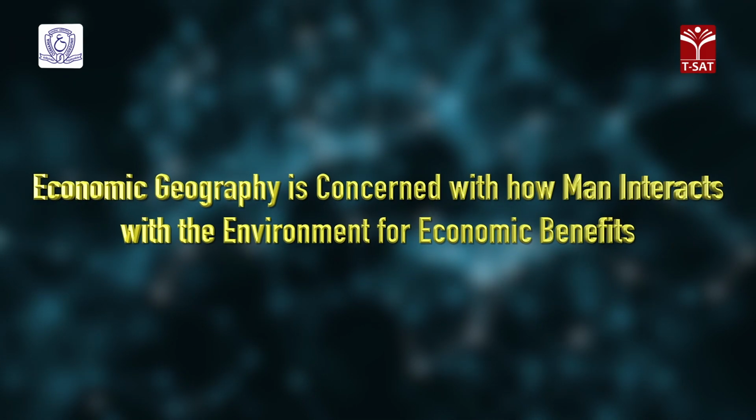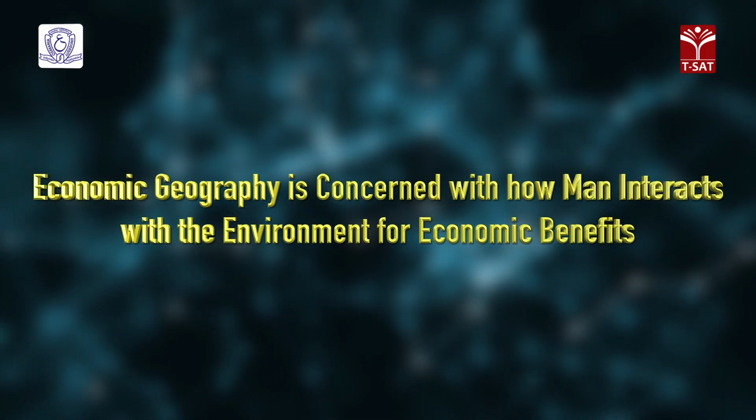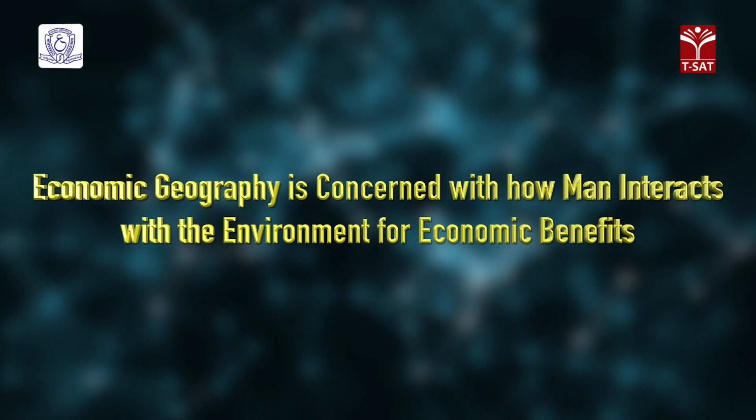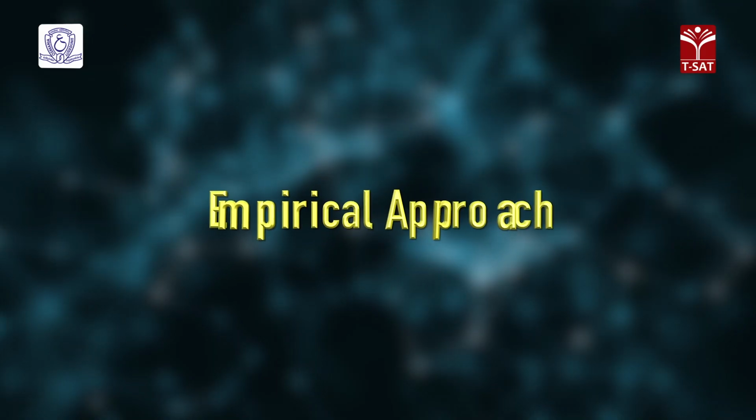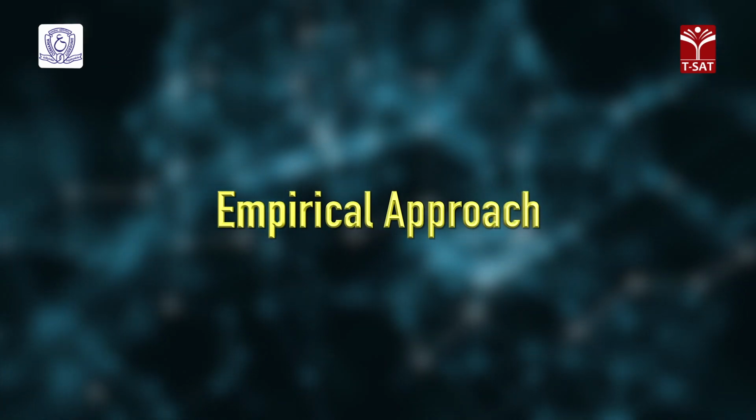Economic geography is concerned with how man interacts with the environment for economic benefits. It's a discipline which is based on the spatial pattern of the resources, man's economic activity and his interaction with the given environment. There are three major approaches. The first is the empirical approach. It is based on direct observation of what man is doing at a particular place. It is not very much in vogue nowadays.